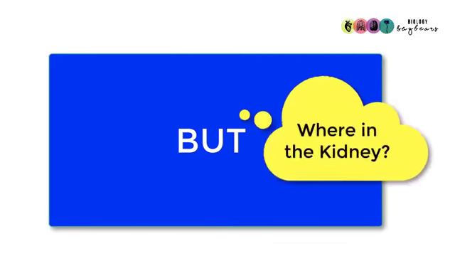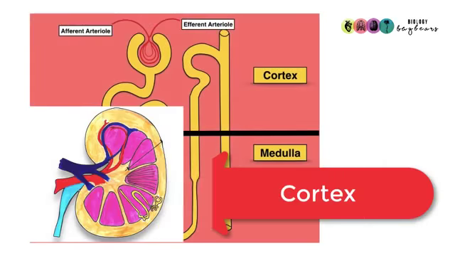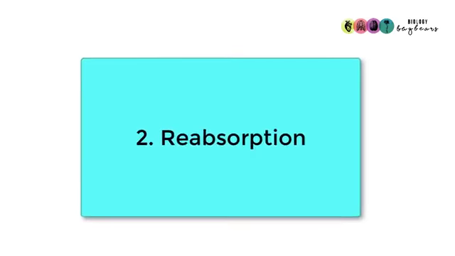But where in the kidney did this process occur? It took place in the cortex of the kidney, and that's why it's really important that you're familiar with where the nephron is positioned in the kidney. Stage 2 in the process of forming urine is reabsorption.